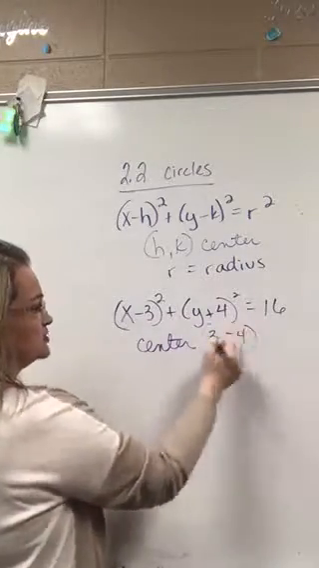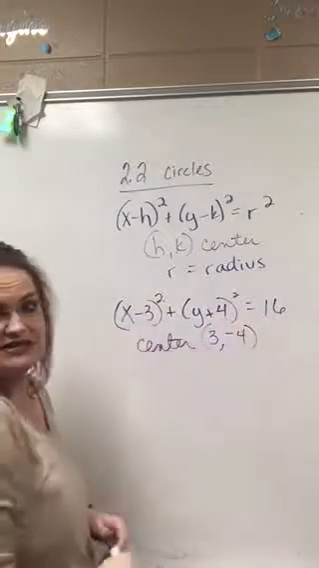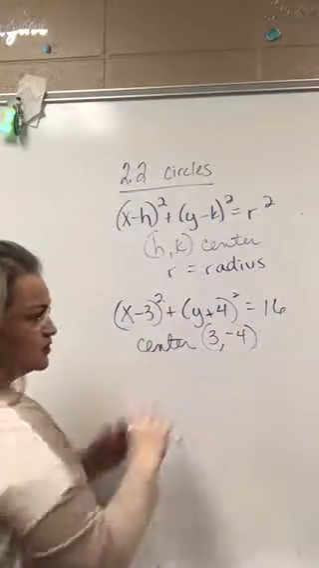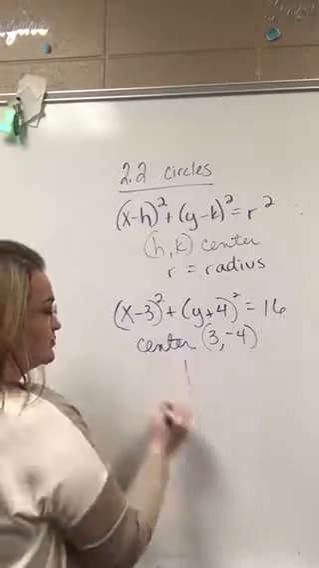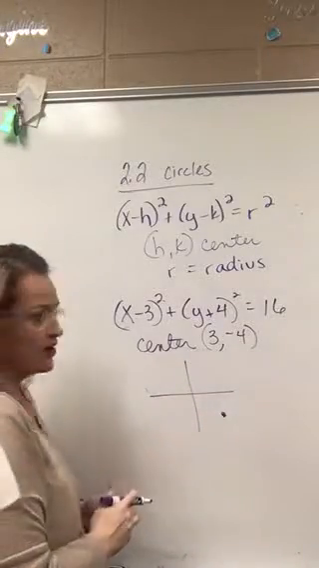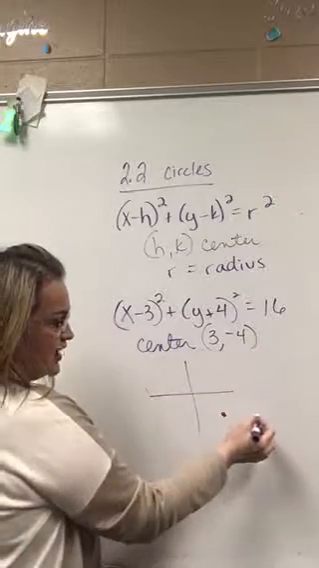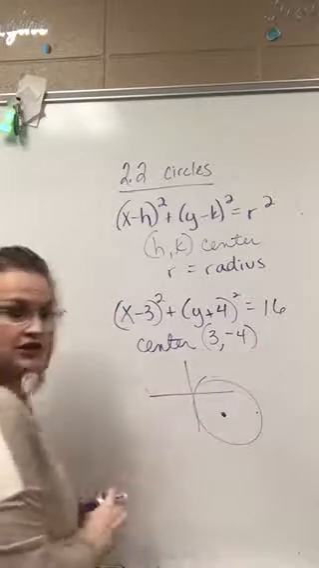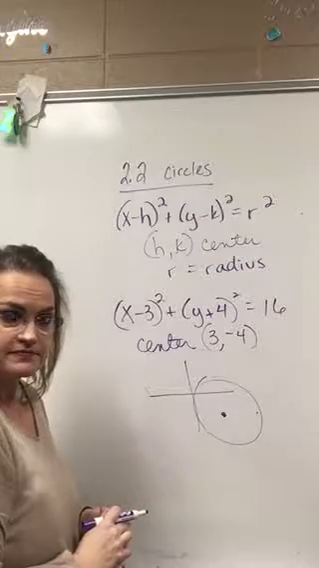Again, notice we're always changing the sign of what we see here in this parenthesis. And then we could graph that if requested. Over 3, down 4, say approximately there, and then the radius is 4, go out 4 places all around it, and you could draw your circle in.